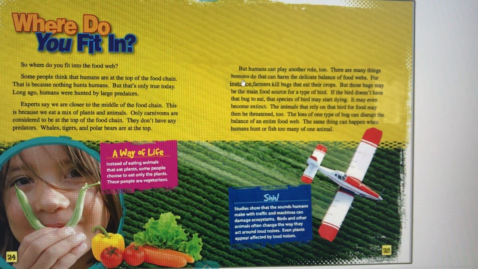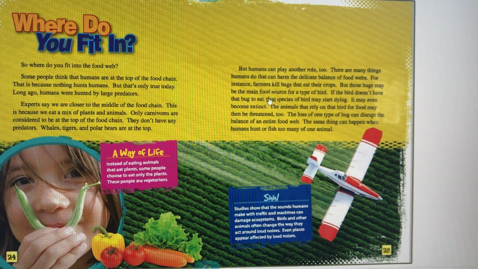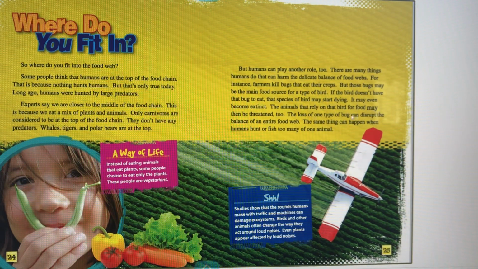There are many things humans do that can harm the delicate balance of food webs. For instance, farmers kill bugs that eat their crops, but those bugs may be the main food source for a type of bird. If the bird doesn't have that bug to eat, that species of birds may start dying. It may even become extinct. The animals that rely on that bird for food may be threatened too. The loss of one type of bug can disrupt the balance of an entire food web. The same thing can happen when humans hunt or fish too many of one animal. We can disrupt the food web.